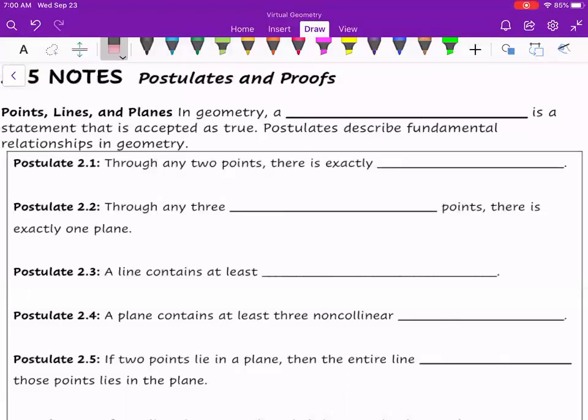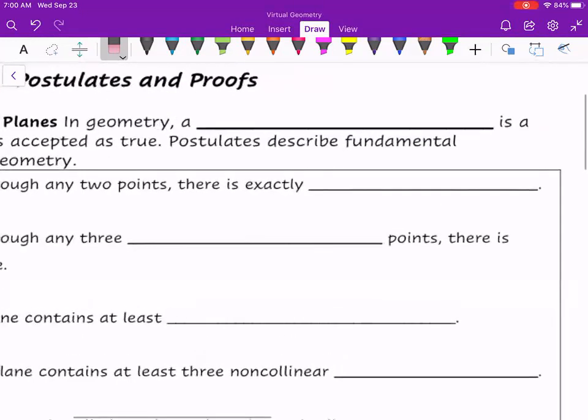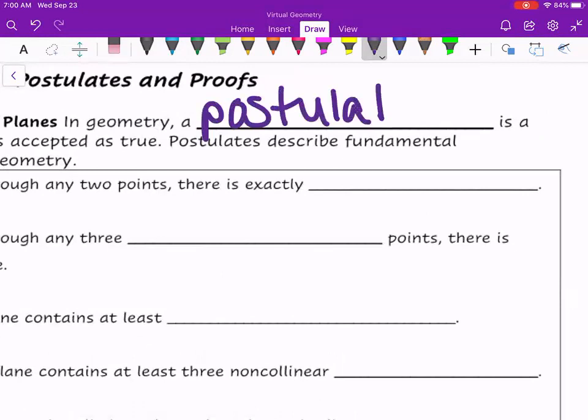Hi there, everyone. We are looking at our next section in Unit 2, which is on postulates and proofs. Just as a reminder, when we talked about points, lines, and planes in Unit 1, we said that in geometry, a postulate is a statement that is accepted as true.